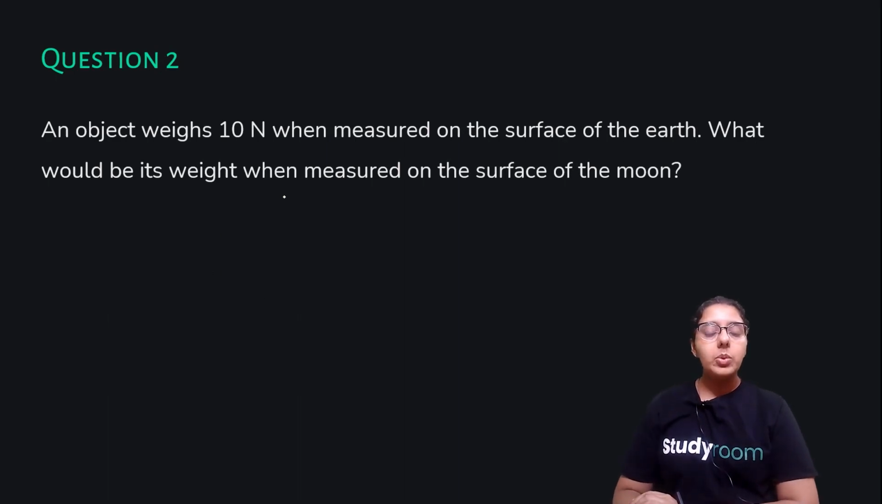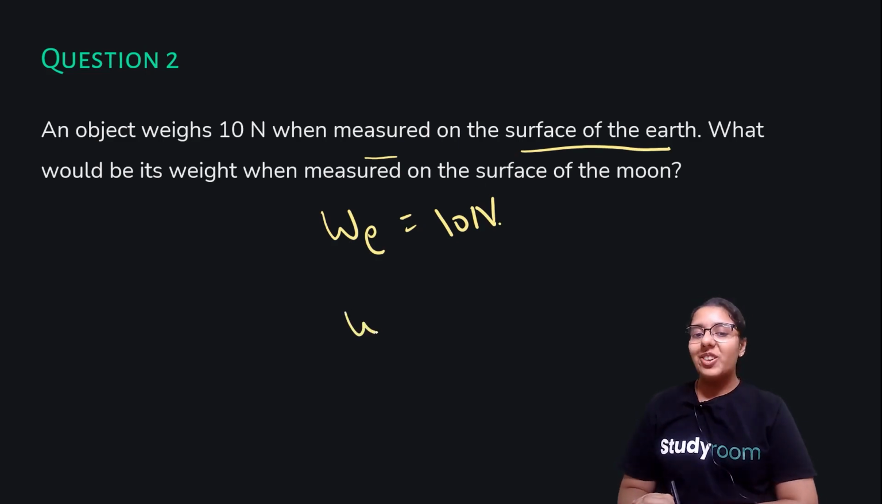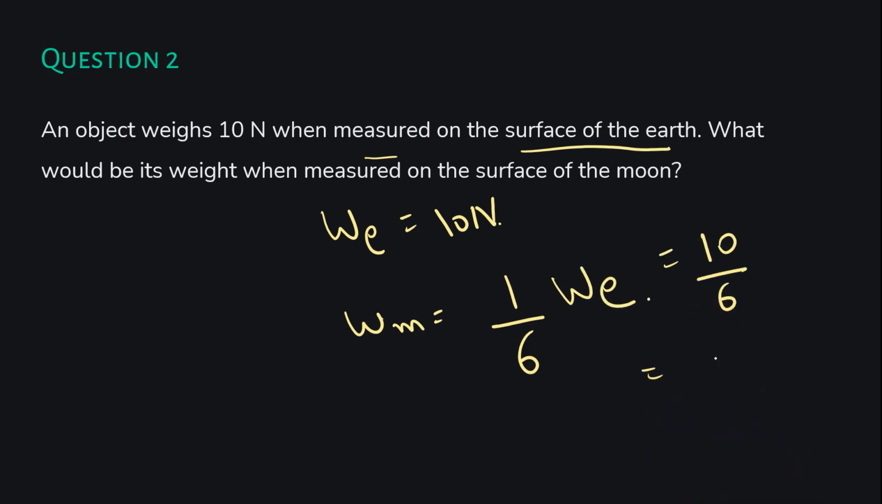So question number 2. An object weighs 10 newtons when measured on the surface of Earth. So your weight on Earth is 10 newtons. What would be its weight when measured on the surface of the moon? We know that on the surface of the moon, we reduce our weight by 1 by 6 times, right? So our weight becomes 1 by 6 times the weight on Earth. That is your 10 by 6. That is your 1.67 newtons. Correct.